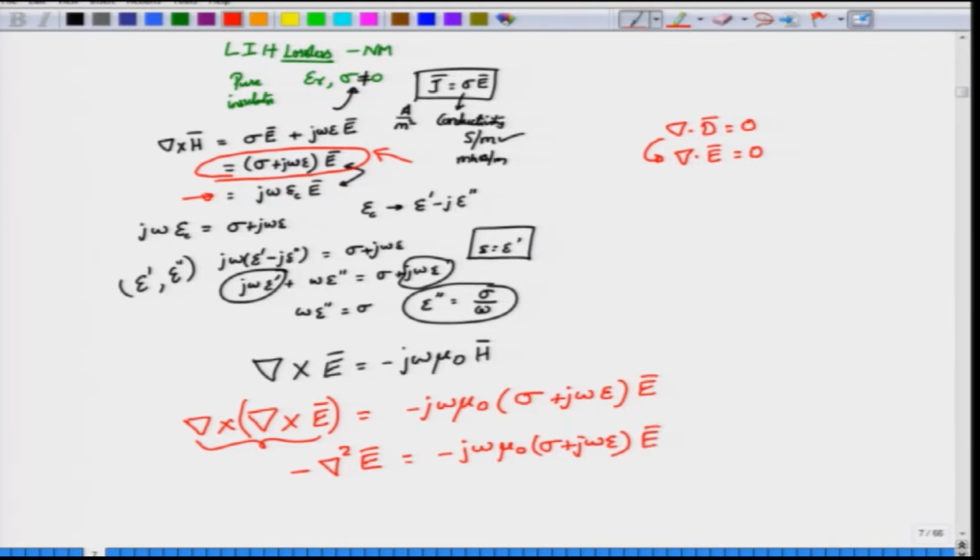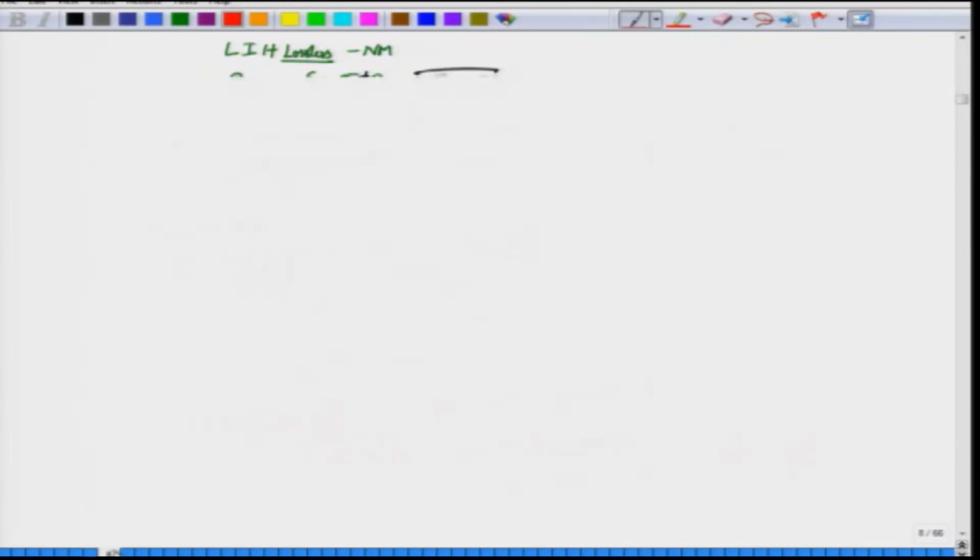Okay. The minus sign can be cancelled off, and considering that we are not looking at waves in arbitrary direction, we are looking at waves propagating along the plus z direction, and x polarized linear waves is what we have considered, I can replace this del square simply by del square by del z square, which is what I am actually interested in. And when I do that, I will have del square E x by del z square equal to j omega mu naught times sigma plus j omega epsilon times E x. So this would be the expression that I would have.